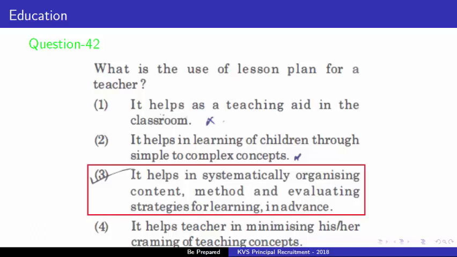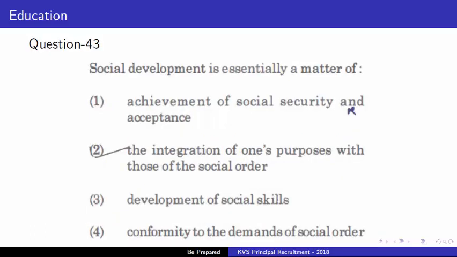learning in advance. Next 43rd question is, social development is essentially a matter of, options are number 1, achievement of social security and acceptance. Second option is the integration of one's purpose with those of the social order. Third option is development of social skills, and the last option is conformity to the demands of social order.